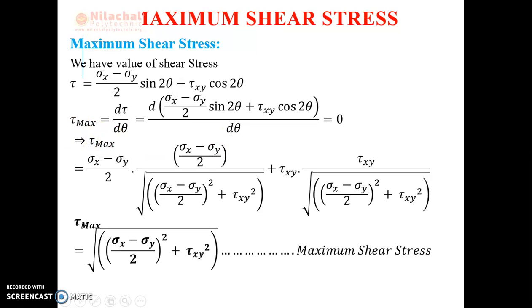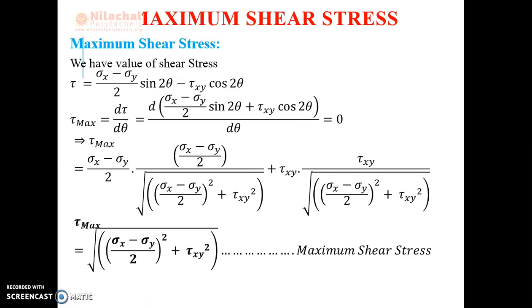So differentiating shear stress with respect to angle theta, we have d tau by d theta is equal to d of the bracket (sigma x minus sigma y) by 2 sin 2 theta plus tau xy cos 2 theta, divided by d theta. So for tau max, sin 2 theta will become cos 2 theta and cos 2 theta will become sin 2 theta.